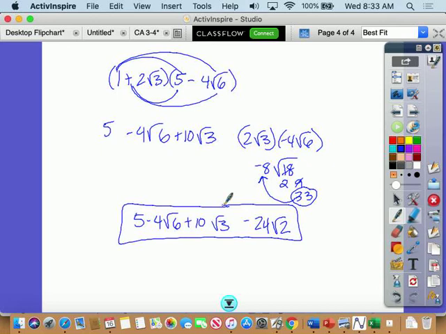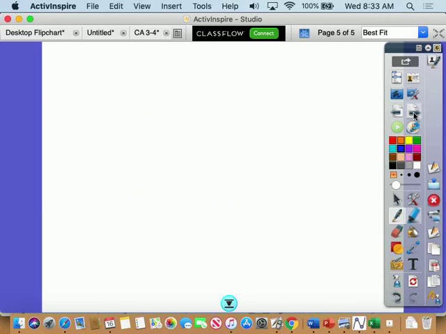All right, so here's the one I want you to do by yourself. Try 2 plus 3 square root of 5 and 2 minus 3 square root of 5. Multiply those together.